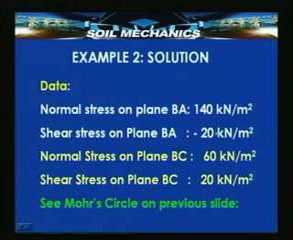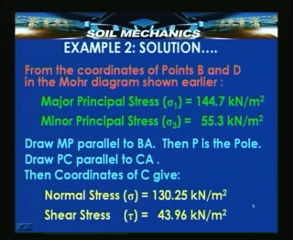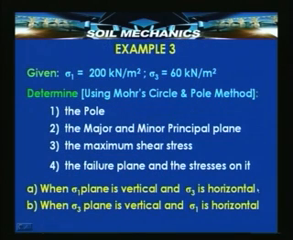Whatever is known is plotted first. So, normal stress on plane BA is plotted as 140, normal stress on plane BC is plotted as 60, shear stress on plane BA and BC are plotted as minus 20 and plus 20 to get the Mohr circle which was shown on the previous slide. From the coordinates of the points B and D, which correspond to major and minor principal stresses, we can measure off these values. We can also use the pole to get the point C and measure off the values sigma and tau from the Mohr diagram. If we calculate it rigorously from the formulae also, we will get the same stresses.